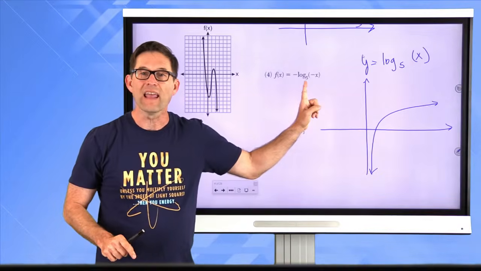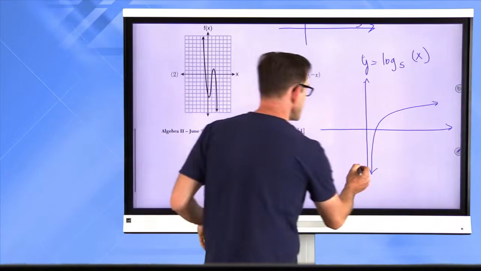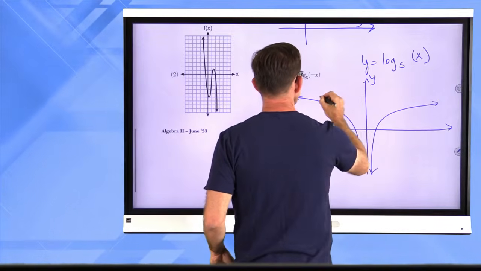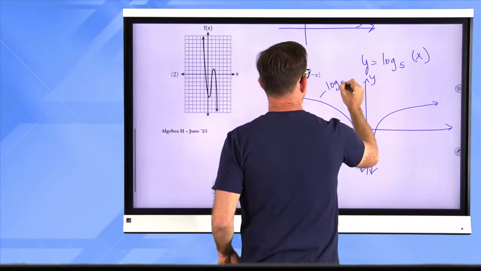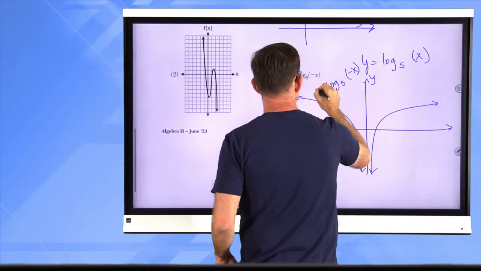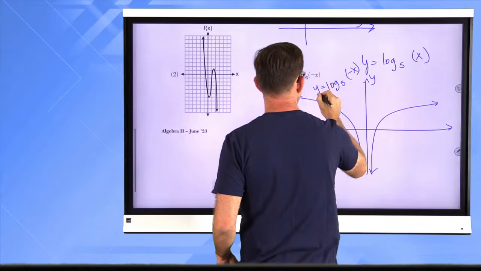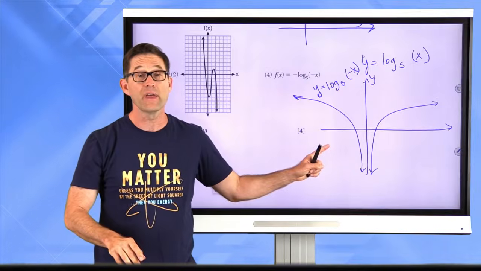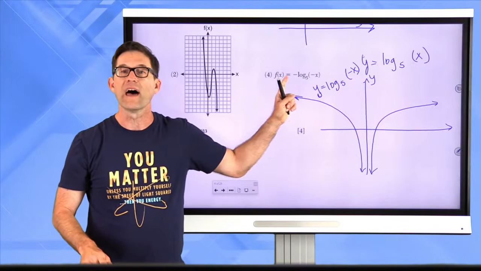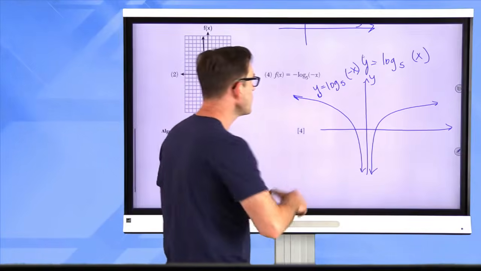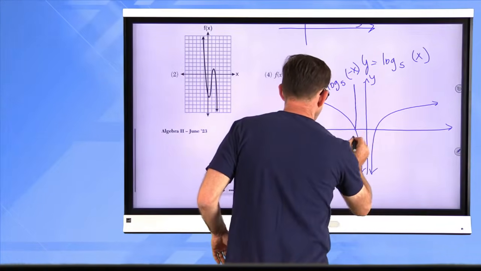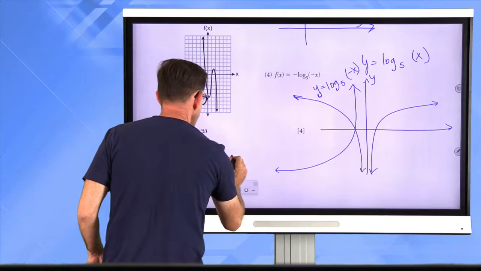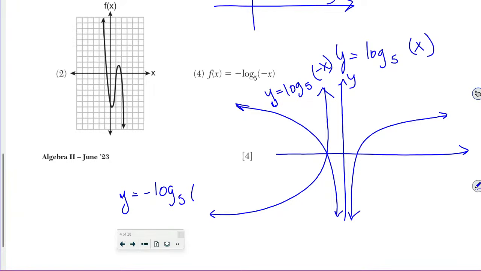Now, as soon as I negate the x, then what happens is it looks like this. It reflects it across the y-axis. So this is now log base 5 of negative x. All right, so as soon as I negate the x, it flips it across the y-axis, and now I have this. But then if I negate that one to have negative log base 5 of negative x, then it will flip this thing like this, and it'll look like this. So this now is y equals negative log base 5 of negative x.